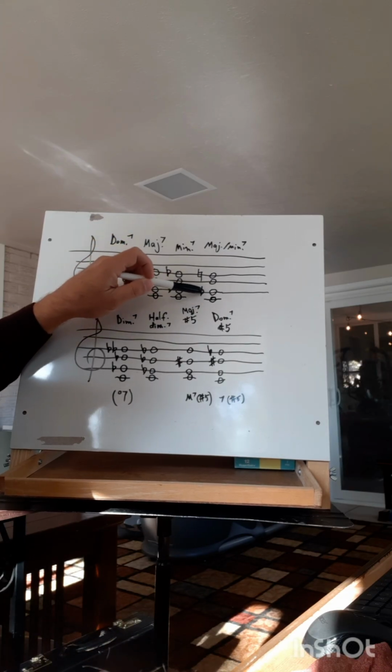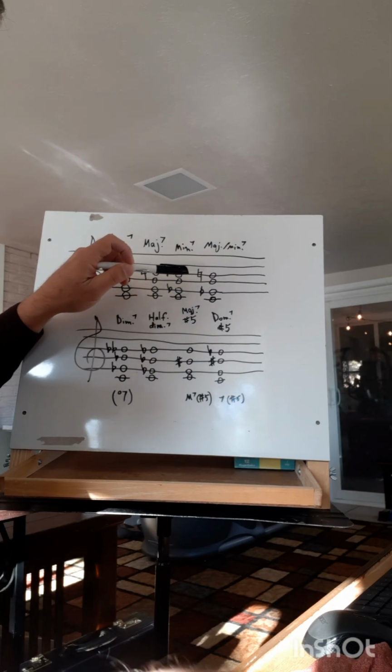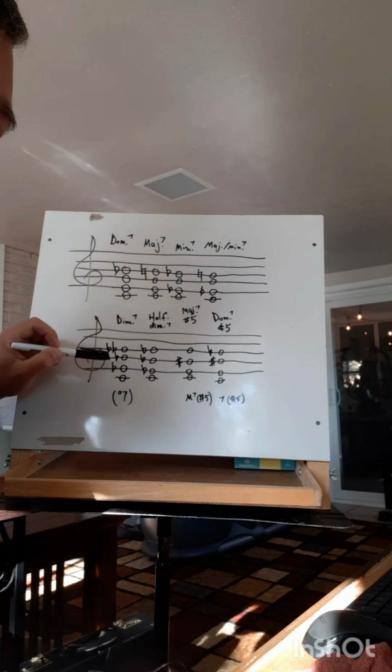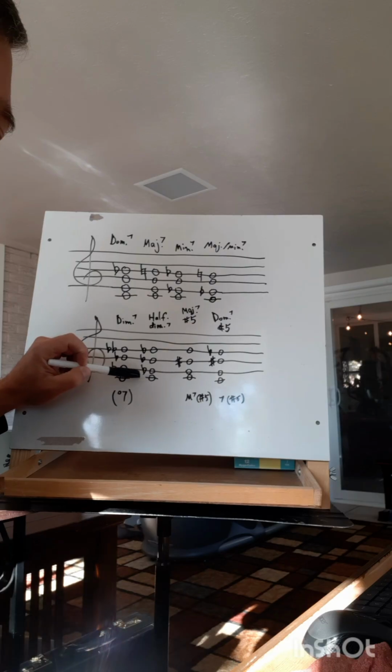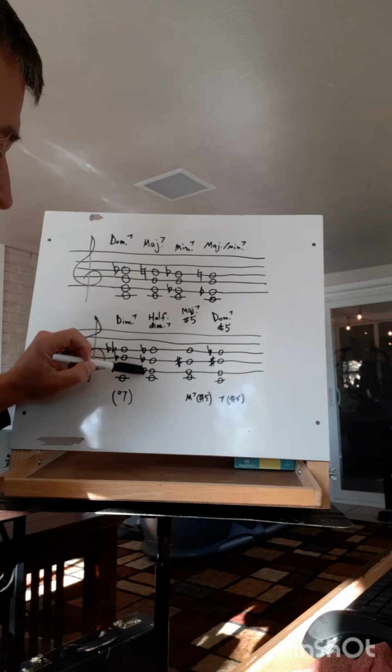And then here's a minor major 7th, kind of a combination of those. And then here's diminished 7th. We talked about that quite a bit just a minute ago. And then here's half diminished 7th. So notice that the 7th is raised from the diminished.